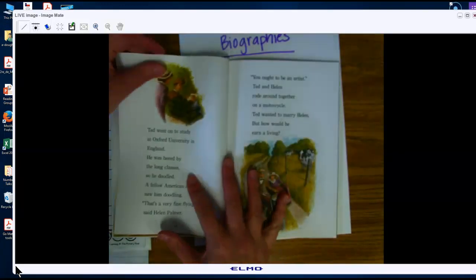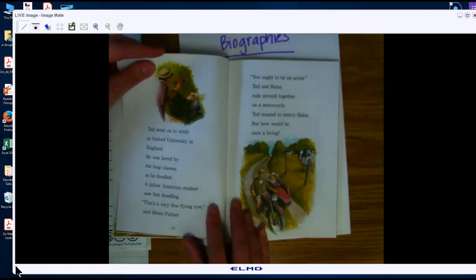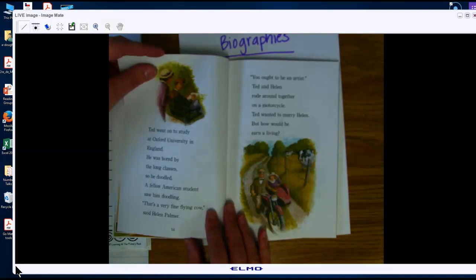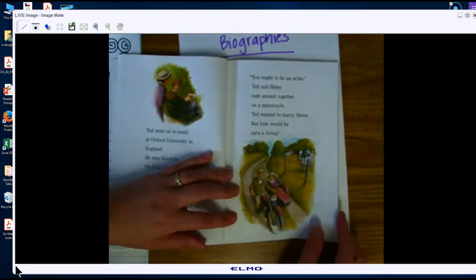Ted went on to study at Oxford University in England. He was bored by the long classes. So what did he do when he was bored? He doodled. A fellow American student saw him doodling. "That's a very fine flying cow," said Helen Palmer. "You ought to be an artist." Ted and Helen rode around together on a motorcycle.